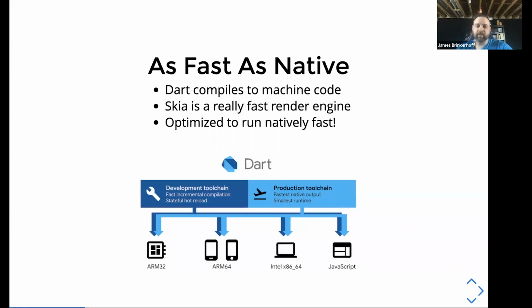The reason why it's so fast is because it essentially compiles to machine code that runs on the device. And so it is arguably as fast as native. So if you're using the standard iOS or Android SDKs or their systems, they're going to be the most optimal, the fastest.